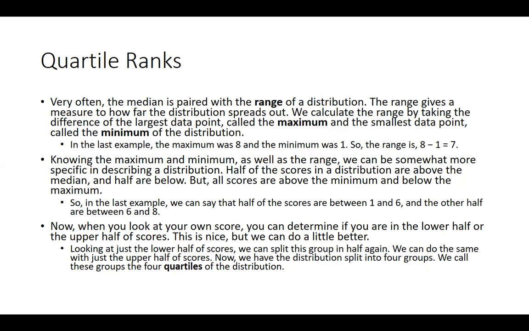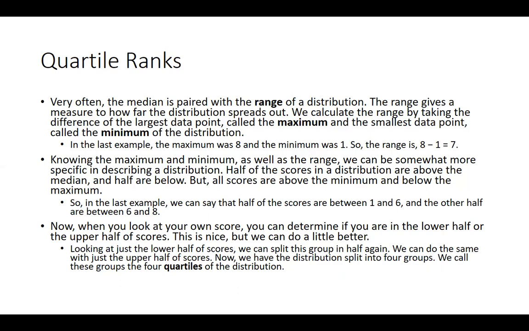Knowing the maximum and minimum, as well as the range, we can be somewhat more specific in describing a distribution. Half of the scores in a distribution are above the median and half are below, but all scores are above the minimum and below the maximum. So in the last example, we can say that half of the scores are between 1 and 6, and the other half are between 6 and 8. Now, when you look at your own score, you can determine if you are in the lower half or the upper half of scores. This is nice, but we can still do a little better.